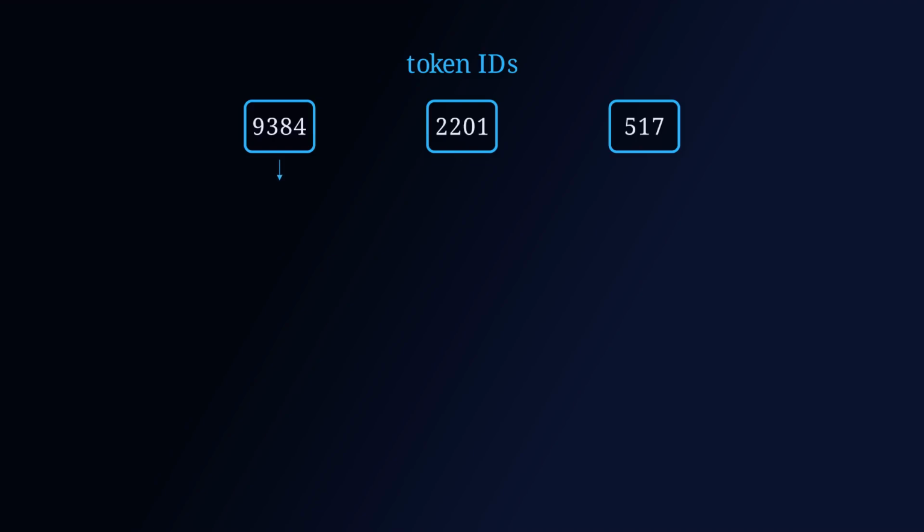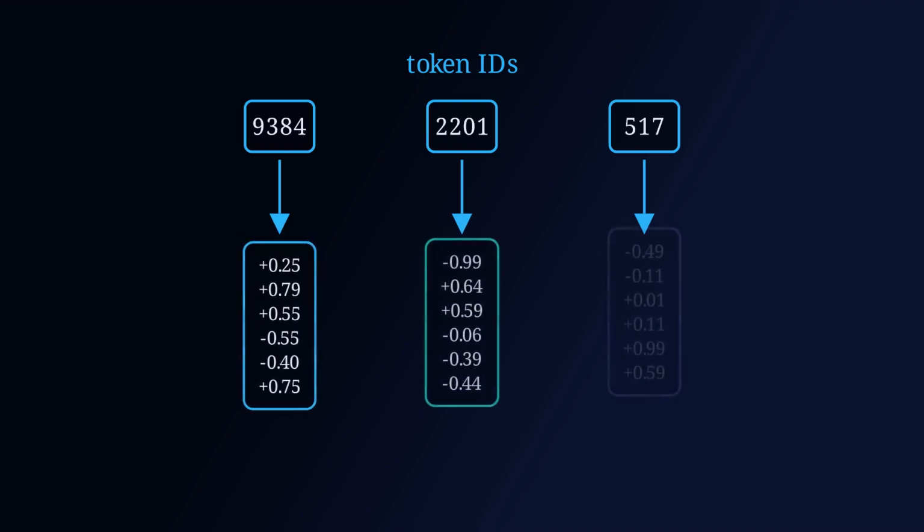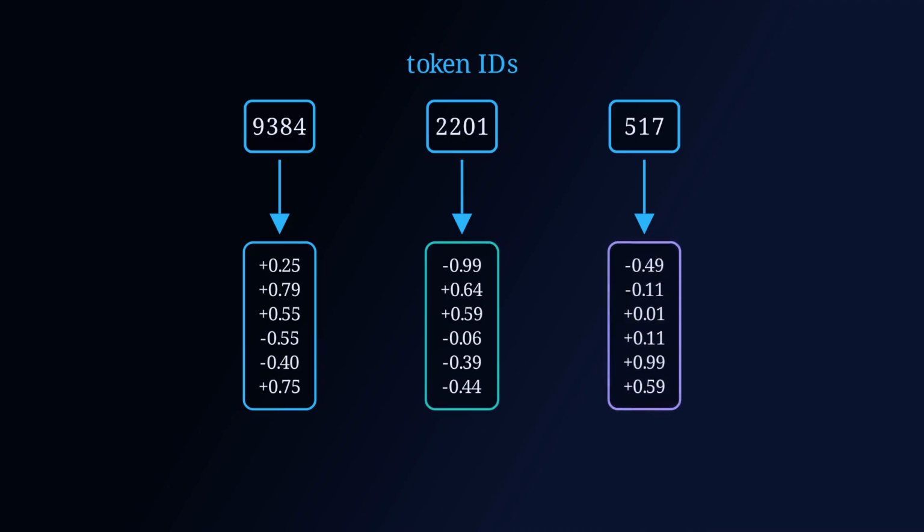So each token ID is used to look up a vector, a long list of numbers, maybe a few hundred or a few thousand of them. This vector is called an embedding, and think of it as a set of coordinates placing the token somewhere in a vast space of meaning.